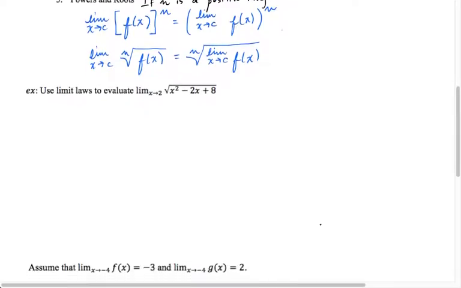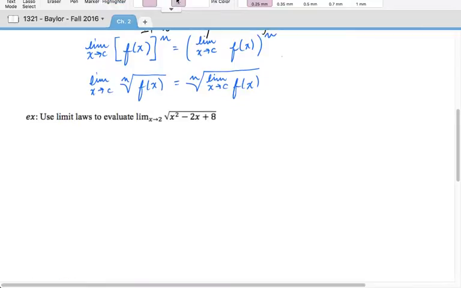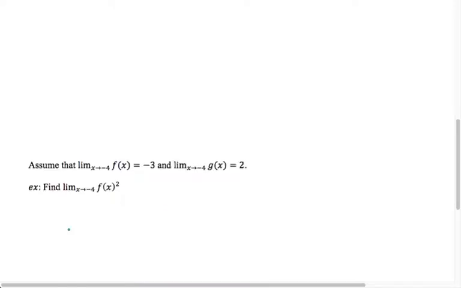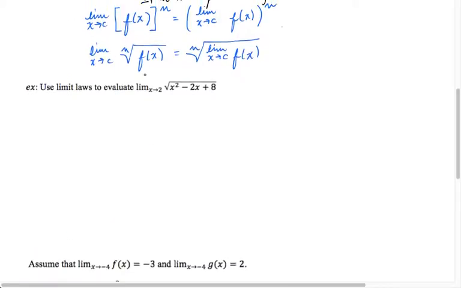So what we're going to do is use limit laws to evaluate the limit as x approaches 2 of the square root of x squared minus 2x plus 8. And then we'll also use the limit laws to evaluate those 2 functions. Okay, using limit laws to evaluate this.